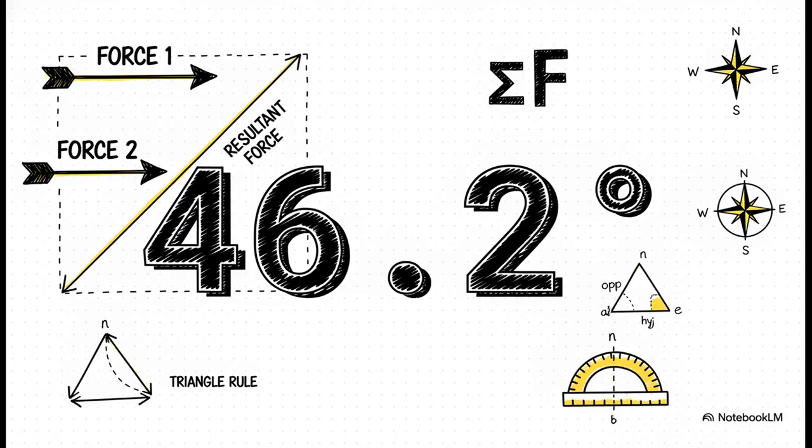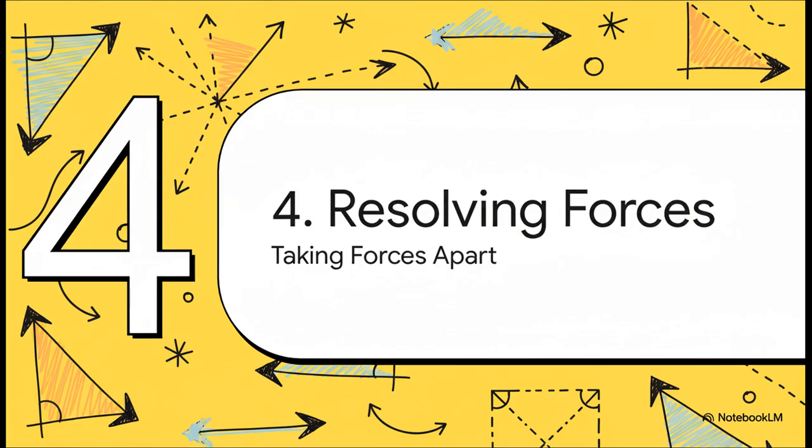And now we have the complete picture. The final force has a magnitude of 188 newtons, and it's acting at a very specific angle of 46.2 degrees. We know exactly how strong it is, and we know exactly which way it's pointed. Problem solved.